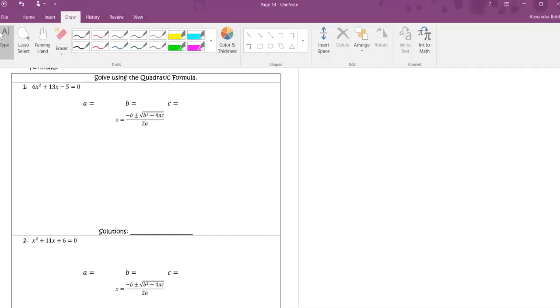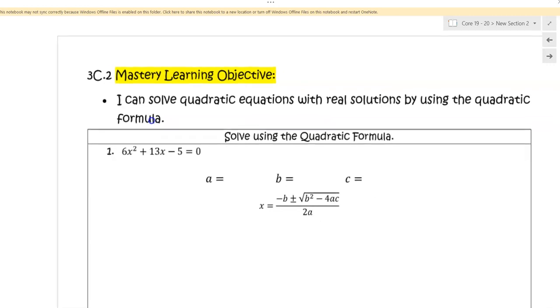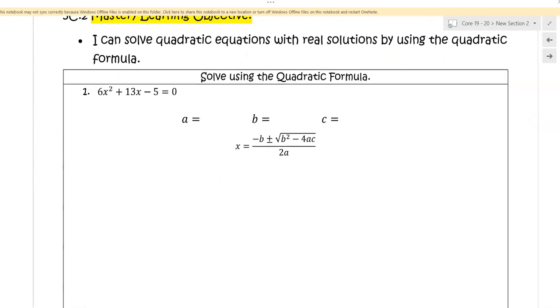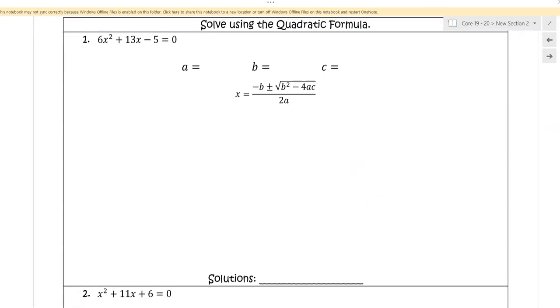The mastery learning objective for 3C.2 is: I can solve quadratic equations with real solutions by using the quadratic formula. Okay? So this is just an extension of what we did last time. We still have to pull out A, B, and C. So remember, they just go in order if you have those in the standard form, right, of x squared first, then the x, and then the constant.